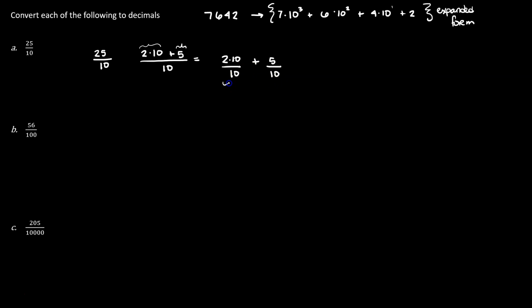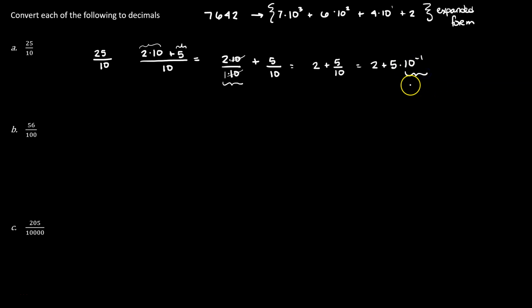Now, one of these fractions can be simplified. We have 2 times 10 over 10. Because that's factored in the numerator, we can divide off the tens. That would leave us with 2 over 1, or 2, and 5 over 10. So we have 2 plus 5 over 10. And 5 over 10 is actually the same thing as 5 times 10 to the negative 1. So we have 2 plus 5 times 10 to the negative 1.